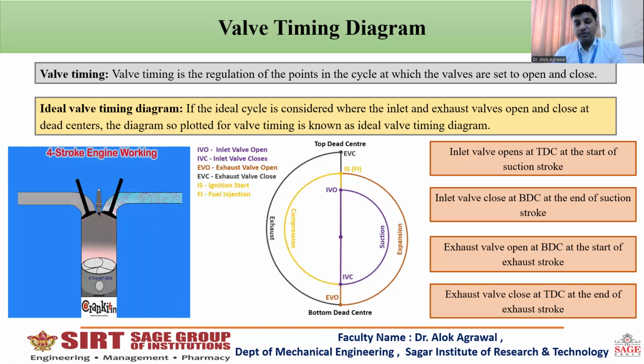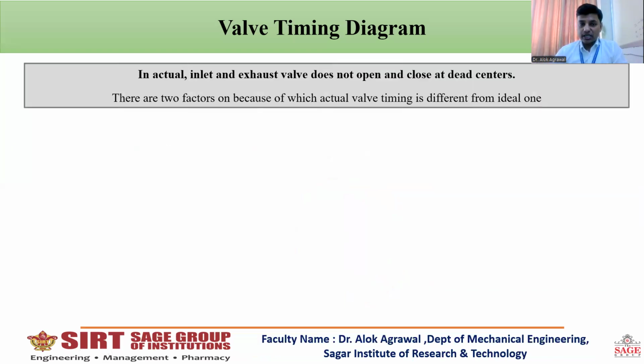So here it represents that in the ideal cycle, the mechanism or the valve is opening and closing only at the dead center. But in the actual cycle, the scenario is different. Here, the inlet and exhaust valve does not open and close at dead center. Why is it happening so?